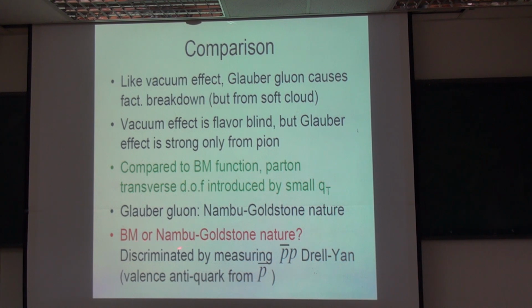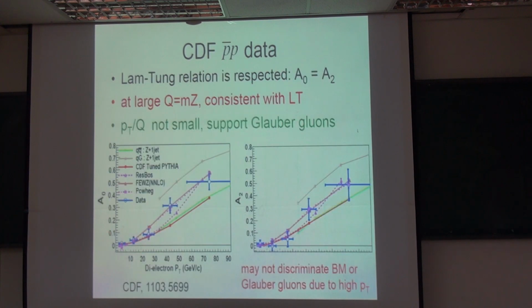But certainly, how to differentiate the Boer-Mulders proposal from the non-perturbative strong nature? We can measure the p-pbar. I have explained the reason. If we're talking about p-pbar, we can ask whether there is any available data. Yes, that's the CDF, because CDF is a p-pbar machine. They also measured the Lam-Tung relation. If the Lam-Tung relation is respected, these two curves, because they use different parametrization and coefficients, A0 and A2 will be equal. So you can see the data. Basically, they are equal.